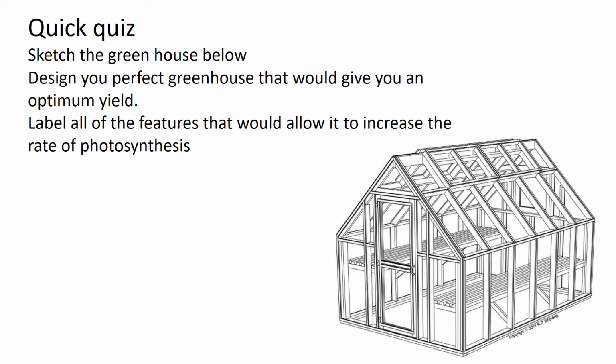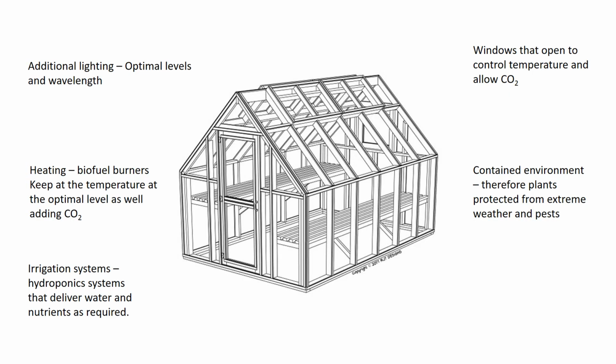So optimum means the maximum amount that we could make from the plants that we're given. So you're going to label all your features that would allow you to increase the rate of photosynthesis. You can add what you want. You might want to add some lights. You might want to add other things. Pause the video now and add what you feel would be needed in your greenhouse to make it as productive as possible, just like you are now. So let's see what you've got.